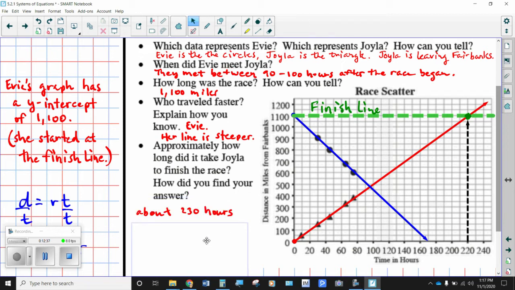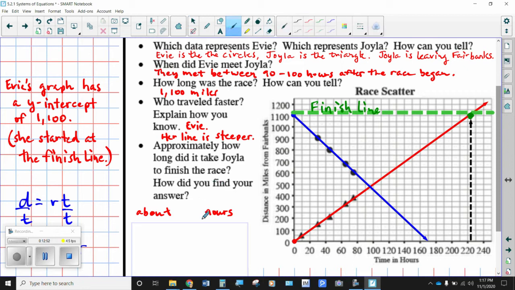So, give or take, plus or minus, it's going to be about 220, maybe 230. Let me actually look at this a little bit more. Maybe that should go a little bit more to the right, somewhere in that range. I don't know. Maybe I should have said 200, 220, about 220. That's a better answer. About 220 hours.